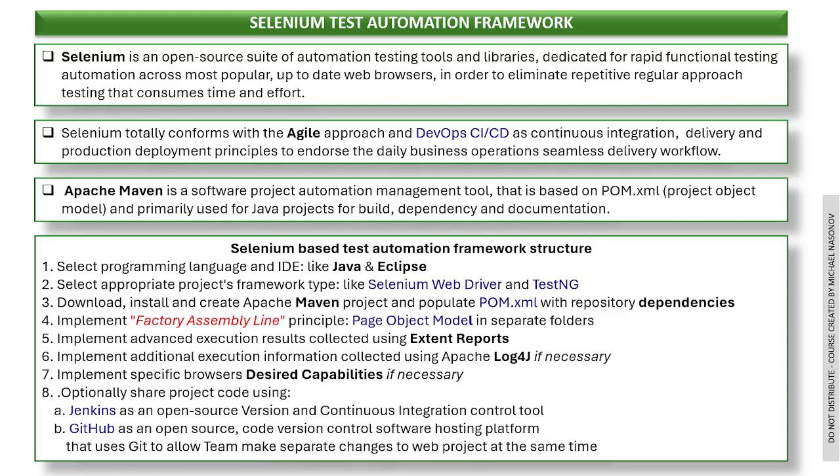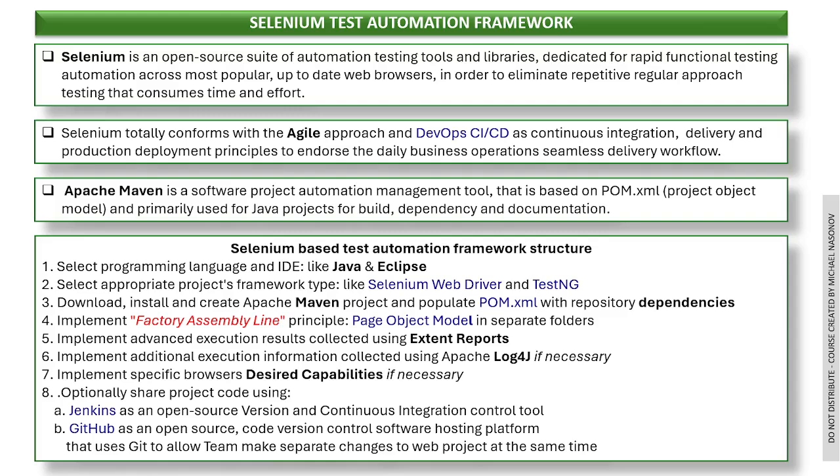Selenium-based test automation framework structure. First, select programming language and IDE, for example, like Java and Eclipse. Second, select appropriate project's framework type, for example, like Selenium WebDriver and TestNG. Third, download, install, and create from Apache Maven project and populate POM.xml file with repository dependencies. Number 4.